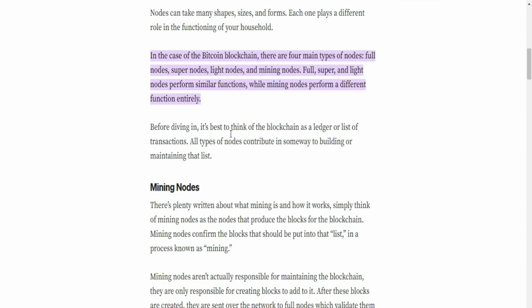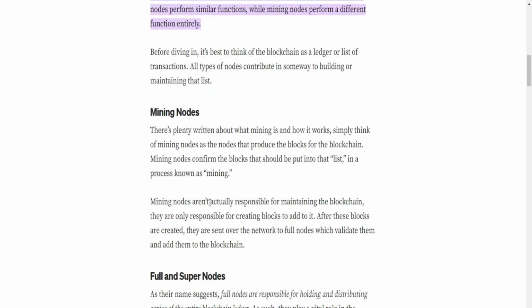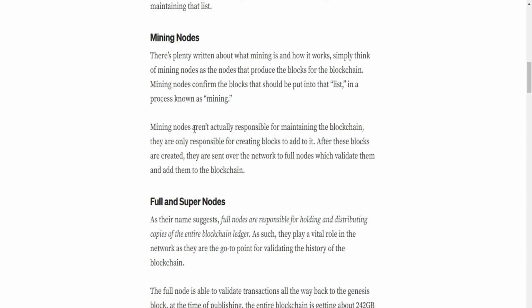Before diving in, it is best to think of the blockchain as a ledger or list of transactions. All types of nodes contribute in some way to building or maintaining that list. Mining nodes, these play a part in writing to the blockchain, so let's see what mining is and how it works. Simply think of mining nodes as the nodes that produce a block.